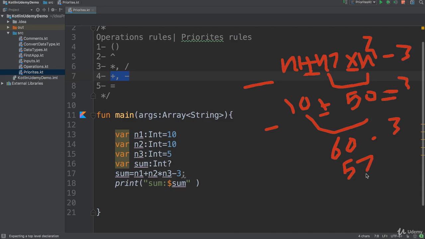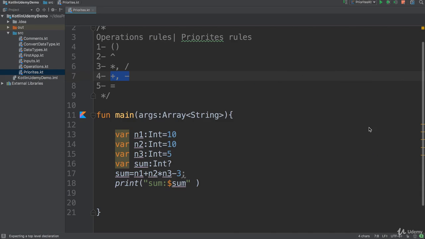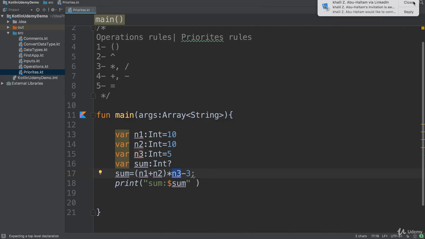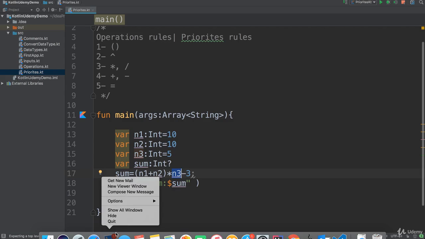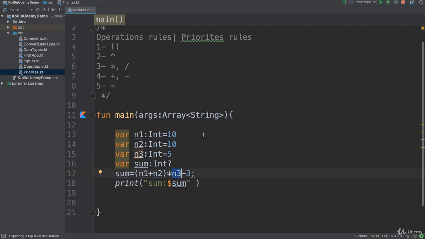Now wait, how do I fix this problem? I want my code to run this process first, then multiply by the number, then subtract. So just add them between a bracket and your problem will be fixed. Because the bracket has high priority, the first thing to run will be anything between a bracket. So first he will add these two numbers, then multiply by this number, then subtract from that number. So this is a very, very basic process you have to learn.